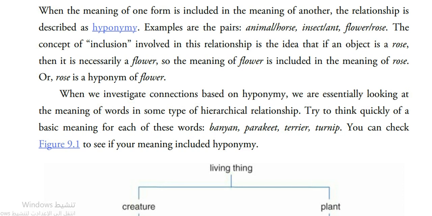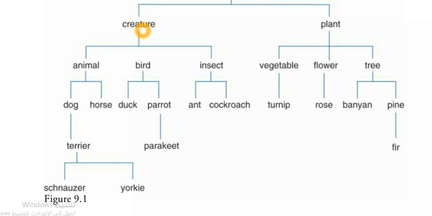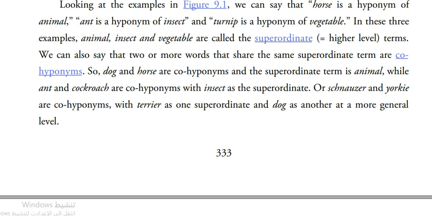Hyponymy is when we try to define a lot of elements under one word, like let's say living thing. We have here living thing in general, and we try to create a diagram. This is hyponymy. You try to give many words under the same meaning. Like when you say creature, the creature can be animal, bird, insect. When you say plant, it can be vegetable, flower, tree. When you say tree, it can be pine, fir. So all these examples are under the hyponym. It's very hard for me to give you a question about it, but it's okay to know what hyponymy is.